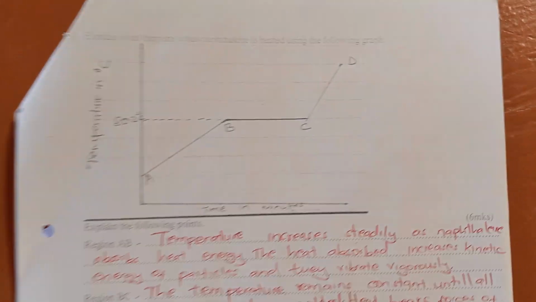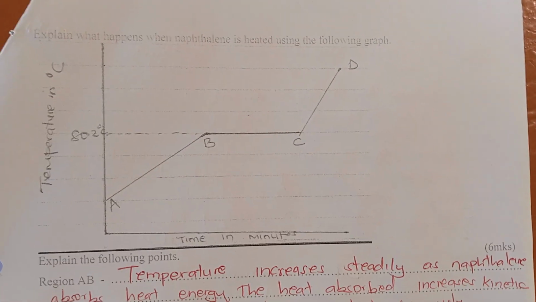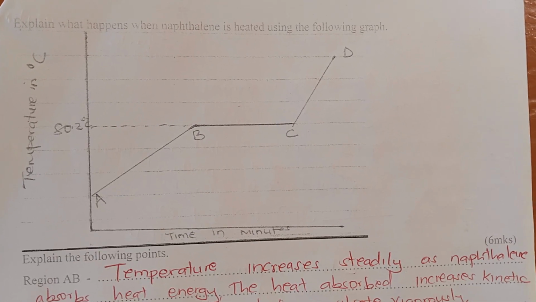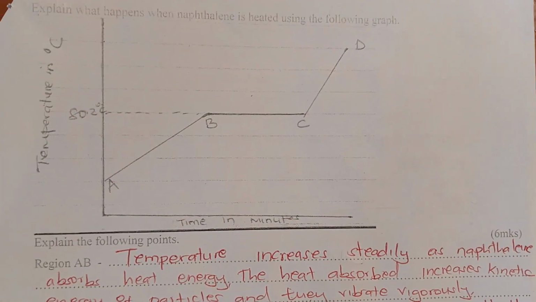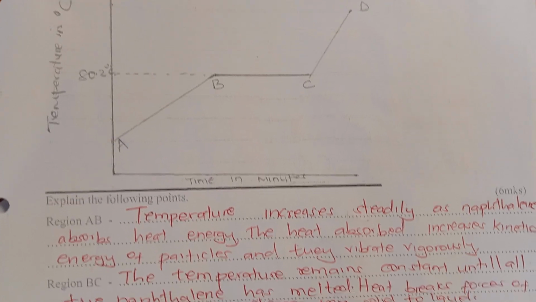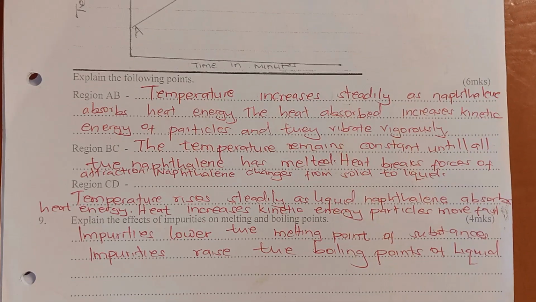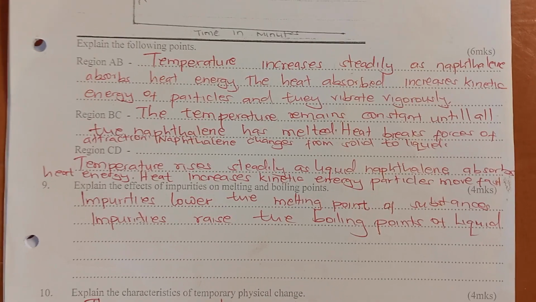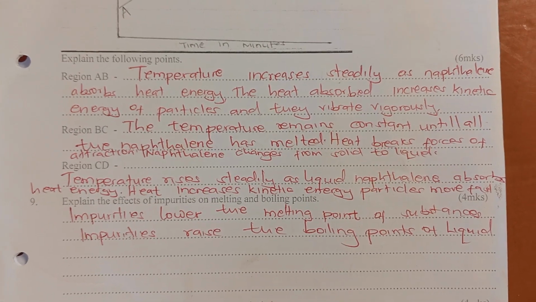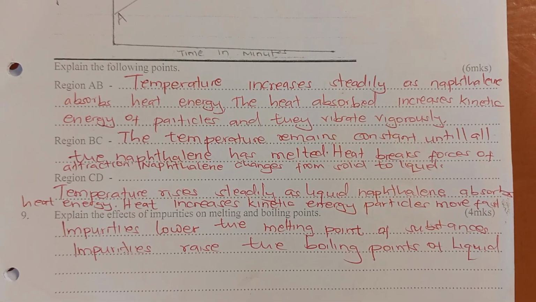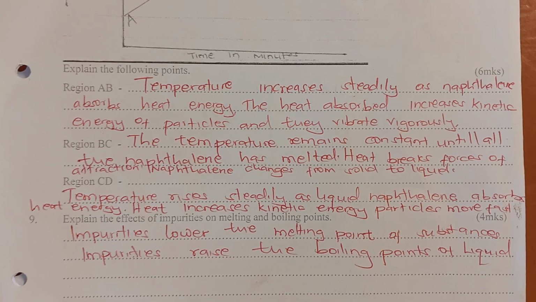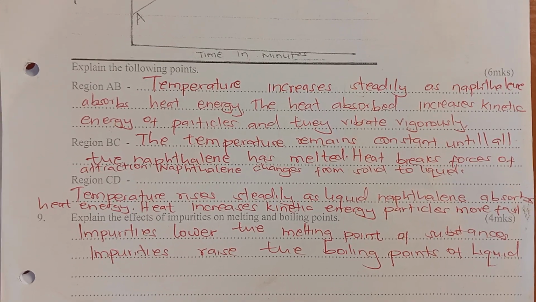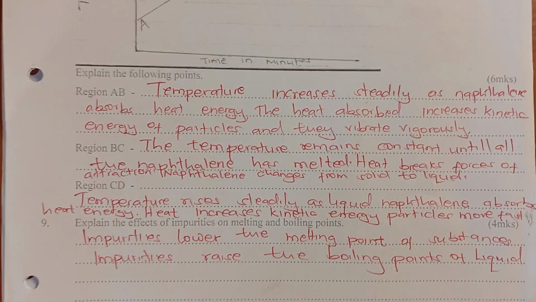Here you have a curve. You are told to explain what happens when naphthalene is heated using the following graph. So you have points AB, BC, and CD. You're supposed to explain region AB. Here, the temperature increases steadily as naphthalene absorbs heat energy. And the heat energy that is absorbed increases the kinetic energy of particles and they vibrate more vigorously.